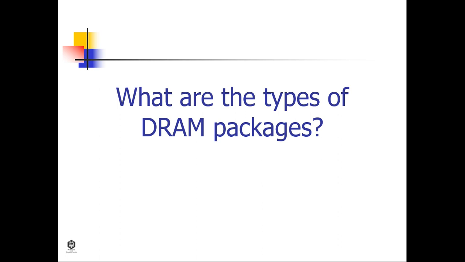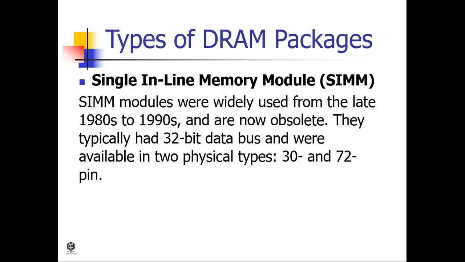Let's proceed to the types of DRAM packages. Single Inline Memory Module, or SIMM, was widely used from the late 1980s to the 1990s and is now obsolete. They typically had a 32-bit data bus and were available in two physical types, the 30-pin and 72-pin.